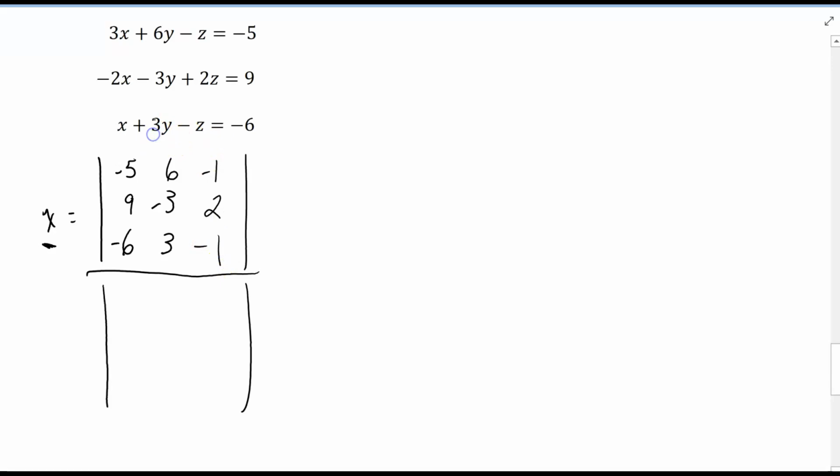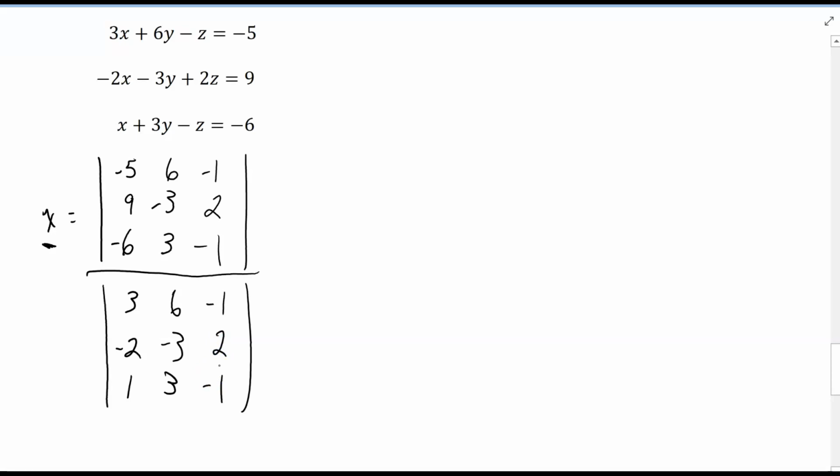Okay. Down below, it's just going to be the A's, the B's, and the C's. So the A's is 3, -2, 1. These are all the A's right here. And then the B's, 6, -3, 3. In fact, it's a copy of the column above. And -1, 2, -1. All right.